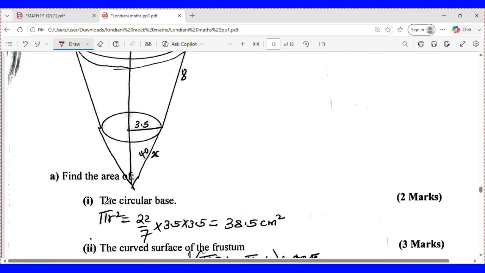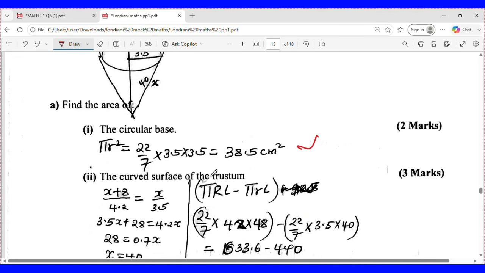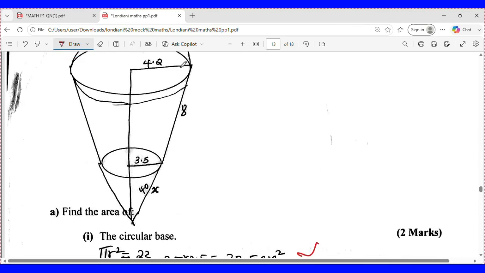The question is to find the area of the circular base, that is 3.5. That one is simple. You use pi r squared, and you get that 2 marks. Then the curved surface area of the frustum. The curved surface area is pi r l. What we don't have here is the small x. We don't have it from here up to here, which is what we need to get.